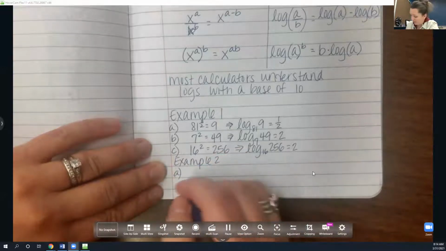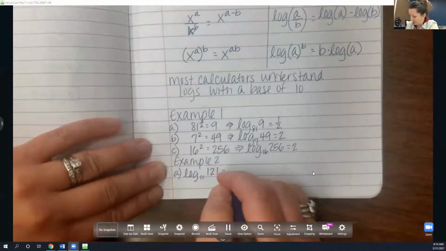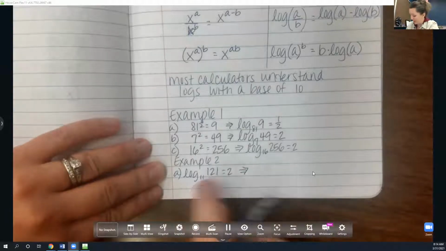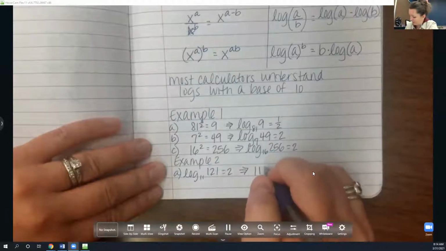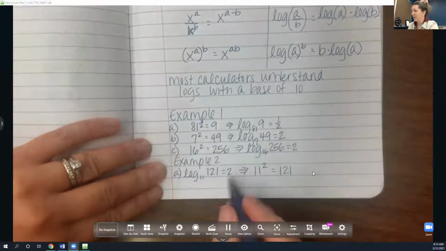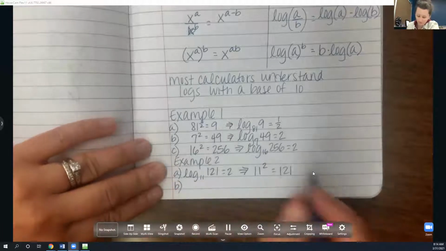A, log base 11 of 121 equals 2. Rewritten as an exponent, remember your base is the same: 11 to the 2nd power equals 121. And you can kind of verify that these are true, right? Because 11 squared is 121.